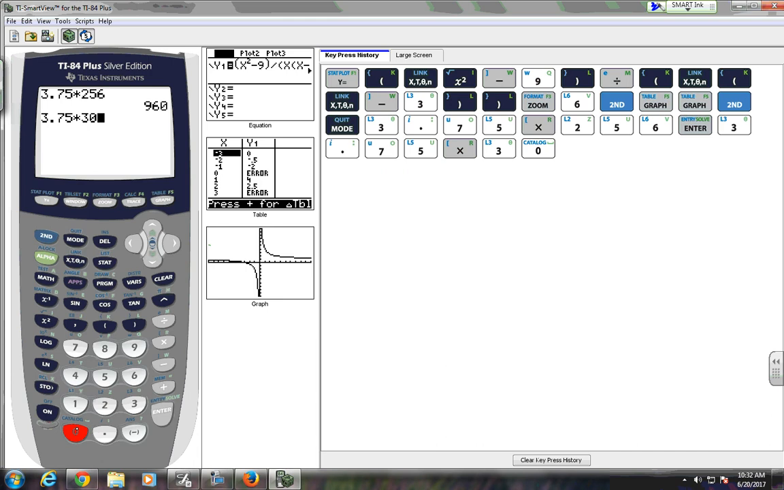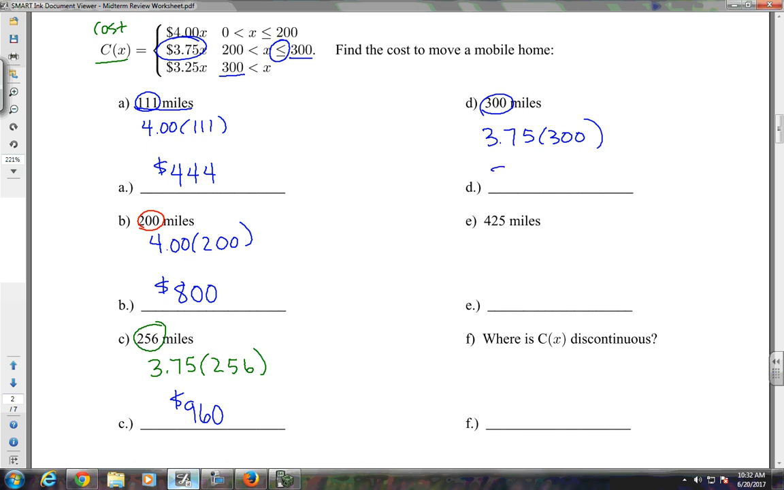3.75 times 300 gives us $1,125. So the correct value, make sure you include your dollar sign there to indicate units, is $1,125.